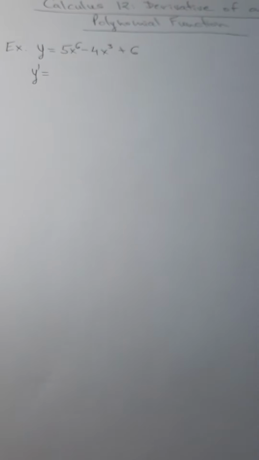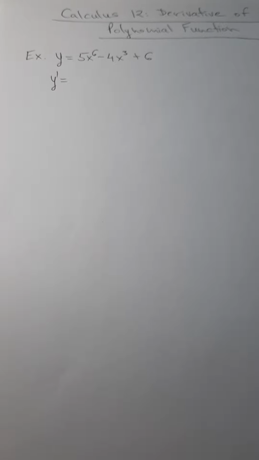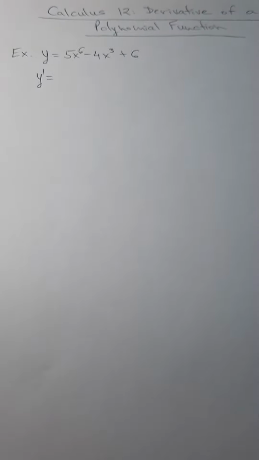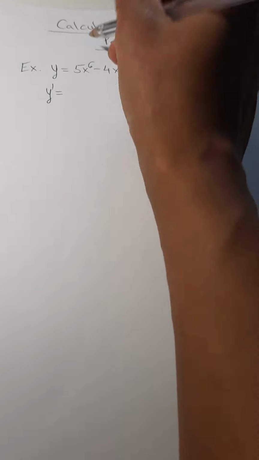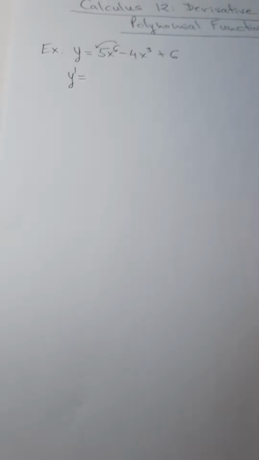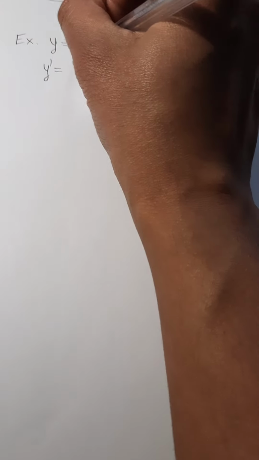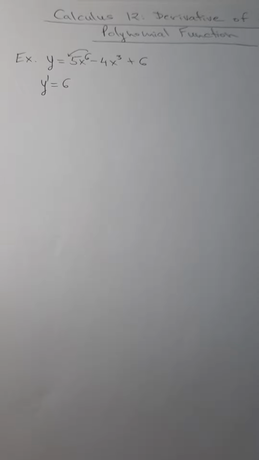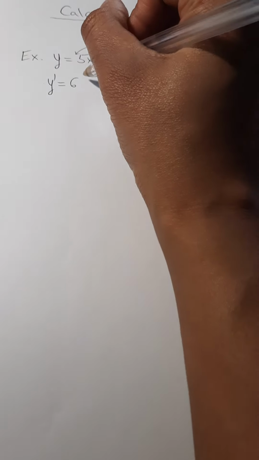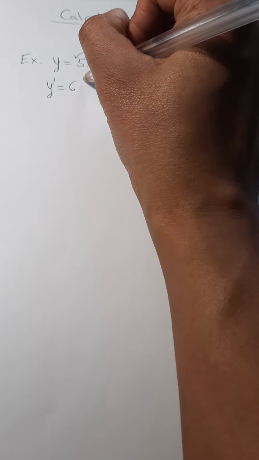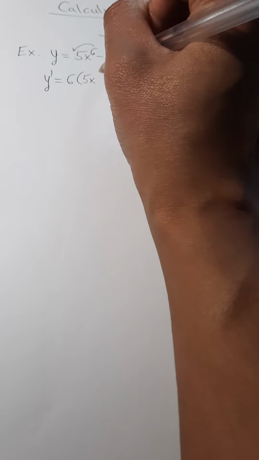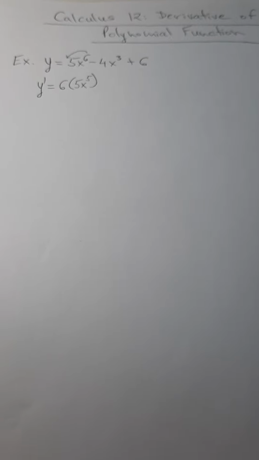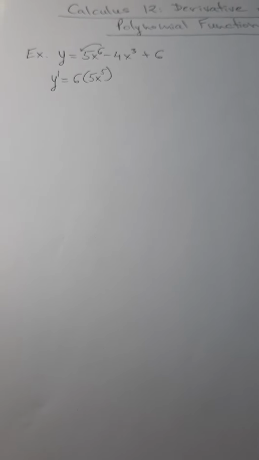Again, when you are using this method and finding the derivative, make sure you put that line on top here. So this is y prime. Okay, so what you're going to do is bring down the exponent. So I'm going to put 6, like this. And you're going to multiply it by the derivative here, which is 5x to the power of 5. So you are basically just subtracting 1 from the exponent here.